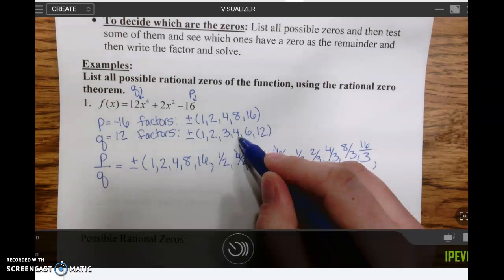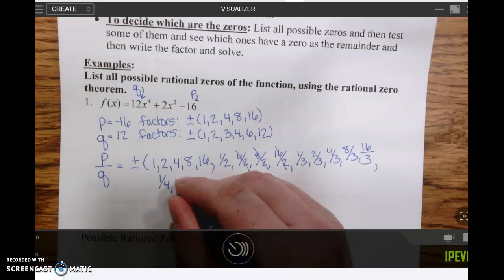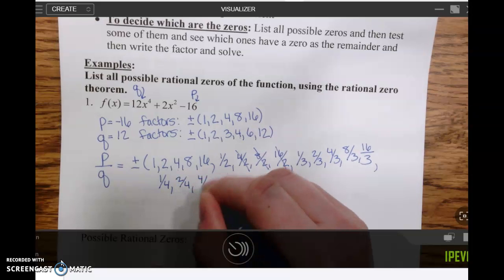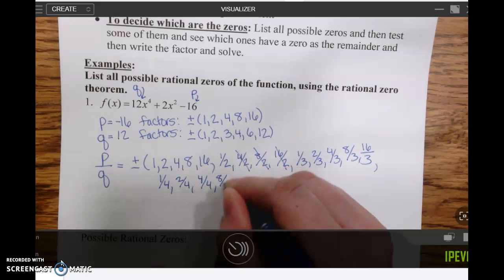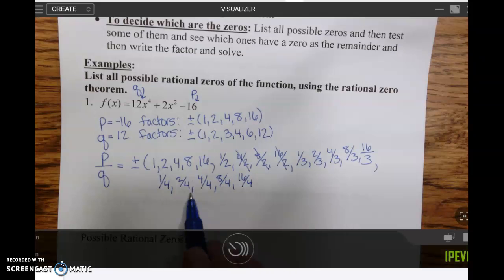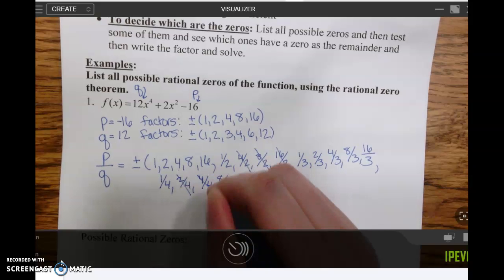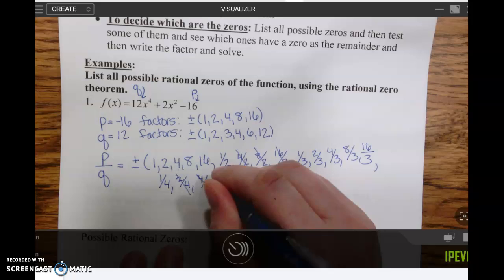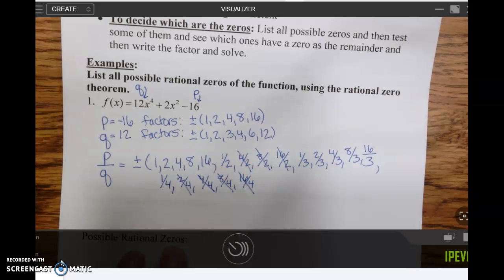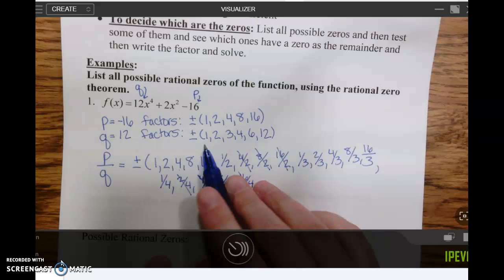And then we put all the numbers over 4, so we have 1 over 4, 2 over 4, 4 over 4, 8 over 4, and 16 over 4. 1 over 4 is not on the list, 2/4 is 1/2, we already have that. 4/4 is 1, we already have that. 8/4 is 2, we already have that. And 16/4 is 4, we already have that. Alright, so we're going to keep going. We have everything over 1, 2, 3, and 4.